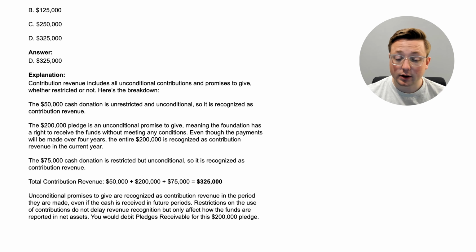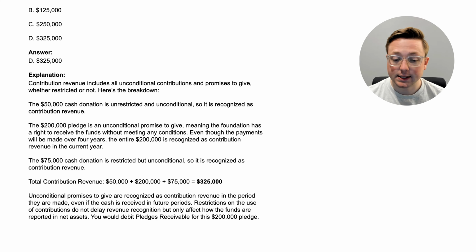The $75,000 cash donation is restricted but unconditional, so it is recognized as contribution revenue. So all of it, the $50,000 plus the $75,000 plus the $200,000, so that's $325,000, is going to be recognized as contribution revenue. And I'm just going to say it one more time. I already explained this, but I'm going to read the last part here. Unconditional promises to give are recognized as contribution revenue in the period they are made, even if the cash is received in future periods. Restrictions on the use of contributions do not delay revenue recognition, but only affect how the funds are reported in net assets.